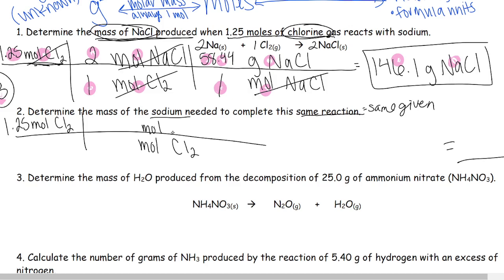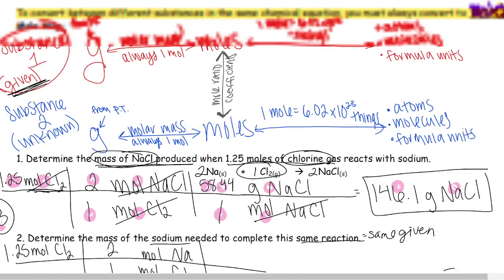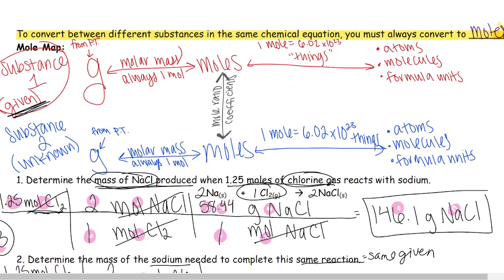So moles of Na, and the numbers that I put here are my coefficients. So for every 2 moles of sodium, how many moles of NaCl did I have? Or sorry, not NaCl, moles of chlorine. Sorry, I was looking at the wrong thing. Moles of Cl2 would be just 1 from that same chemical equation. And then back at your mole map, we converted from moles of one thing into moles of another thing.